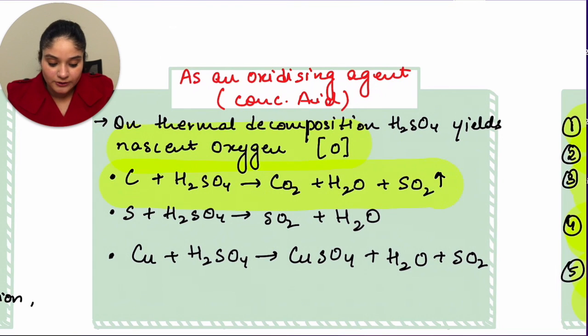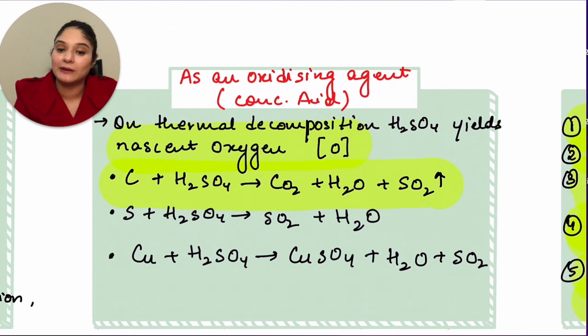C plus H2SO4 gives CO2 plus water plus SO2. S plus H2SO4 gives SO2 plus water. Cu plus H2SO4 gives you CuSO4 plus H2O plus SO2.